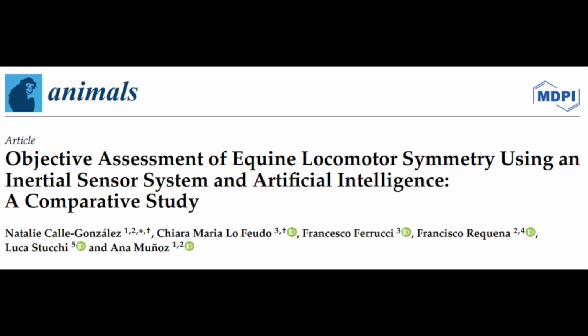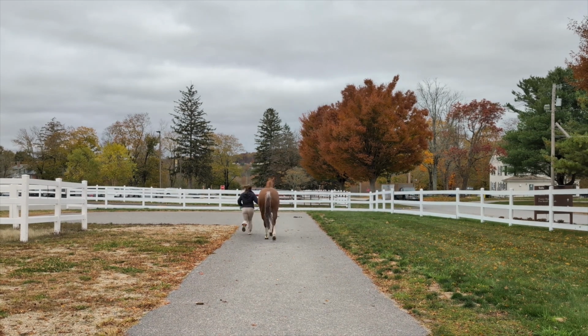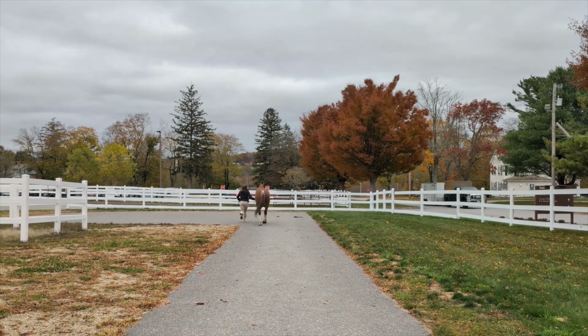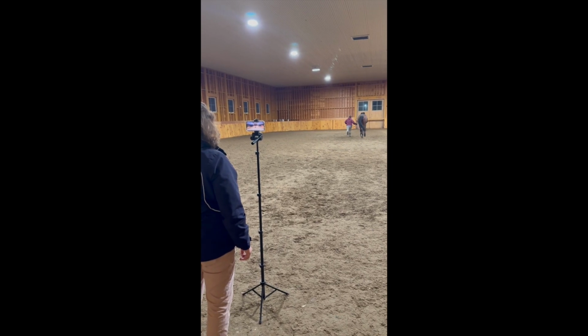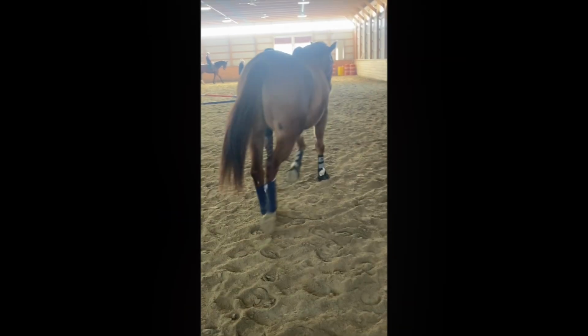A different comparison study between an IMU and single-camera markerless system showed the highest levels of agreement in forelimb movements on a straight line and hard surface. The lowest agreement was seen in pelvic movement on a straight line and soft surface, further highlighting some of the limitations in assessing hind limb asymmetries.